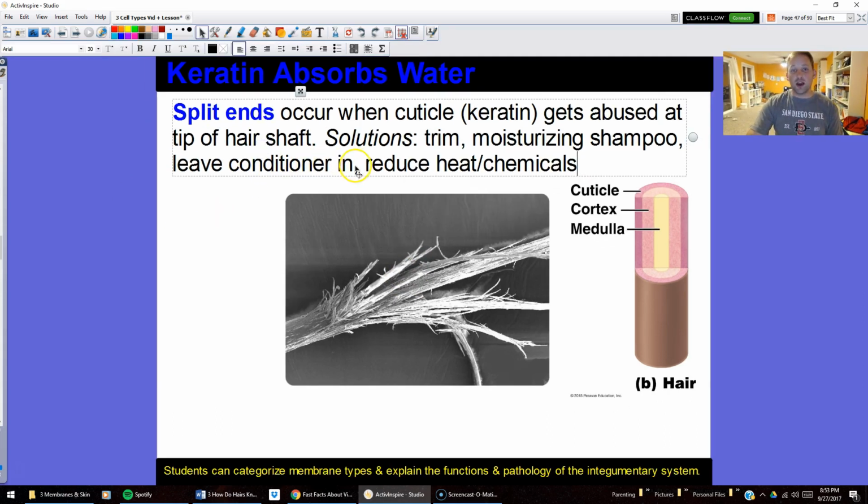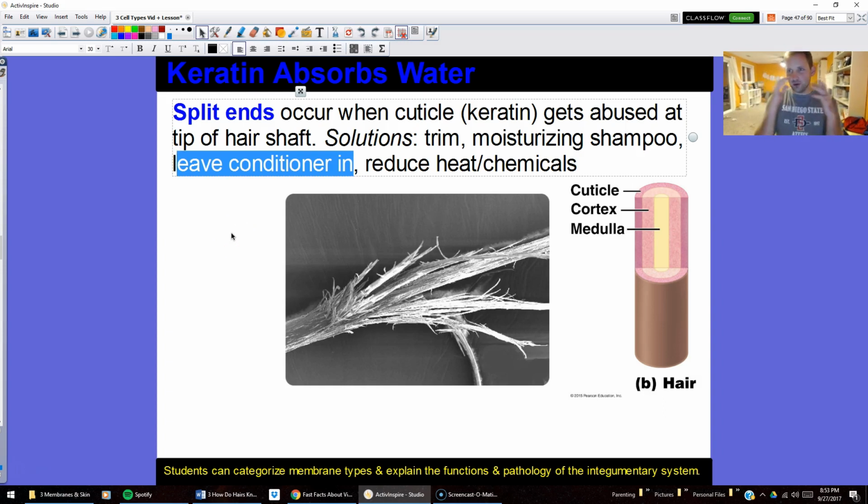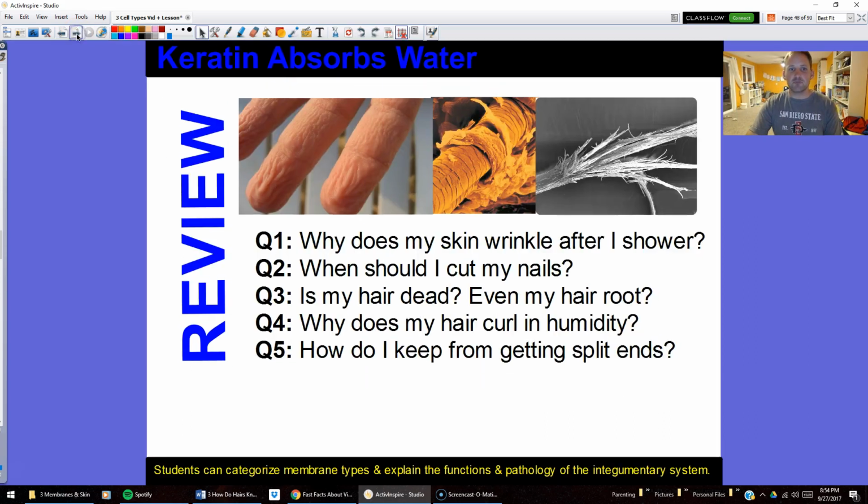Something I've learned from my wife is to leave conditioner in. When you start the shower with shampoo, you finish the shower with conditioner. Like with my daughter, I don't rinse all of the conditioner out of my daughter's hair. I leave it in to moisturize her hair so she doesn't get split ends. She keeps her hair healthy.